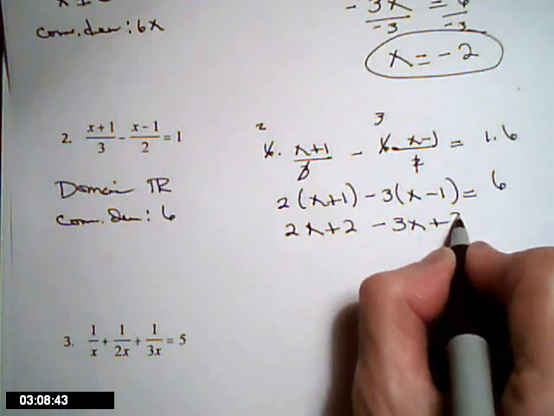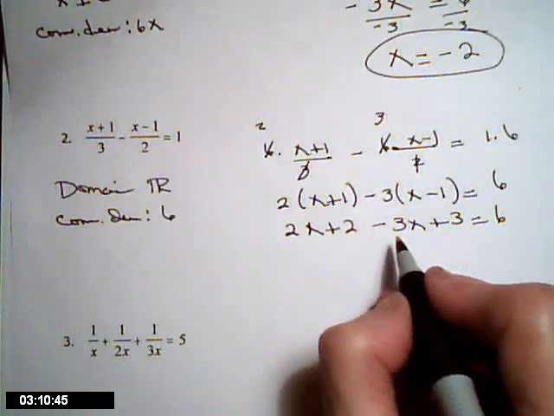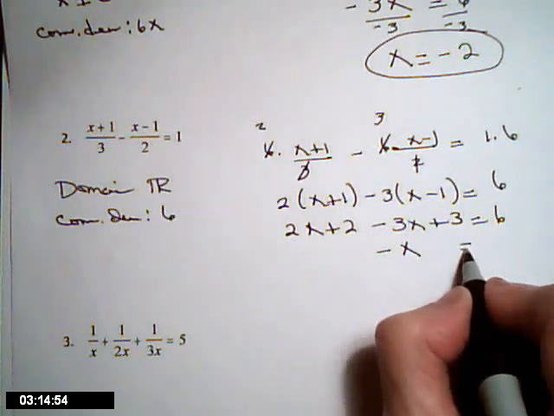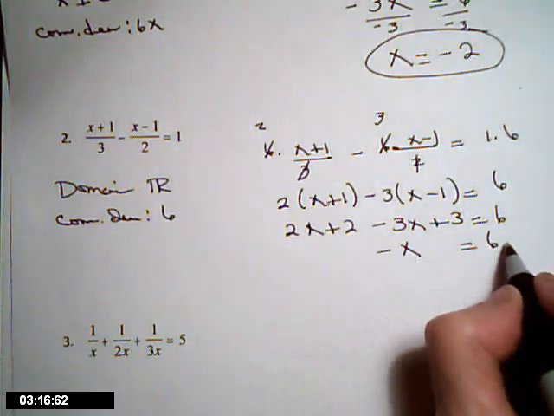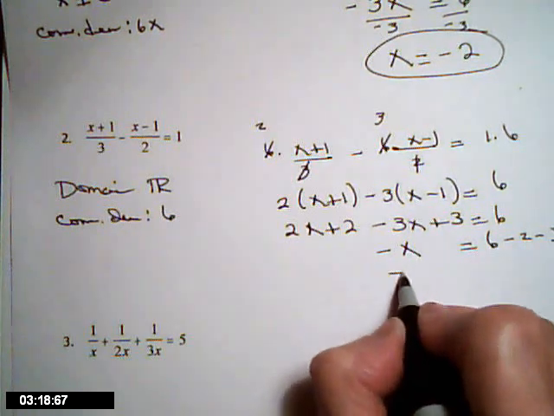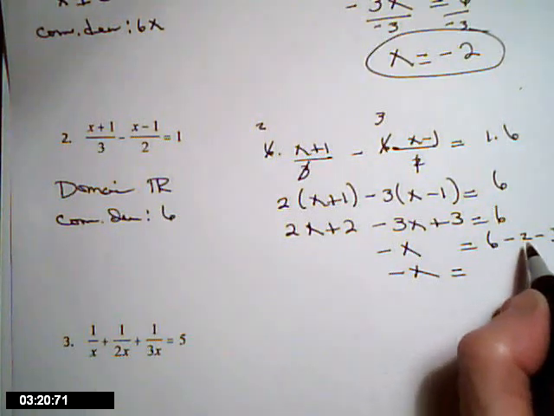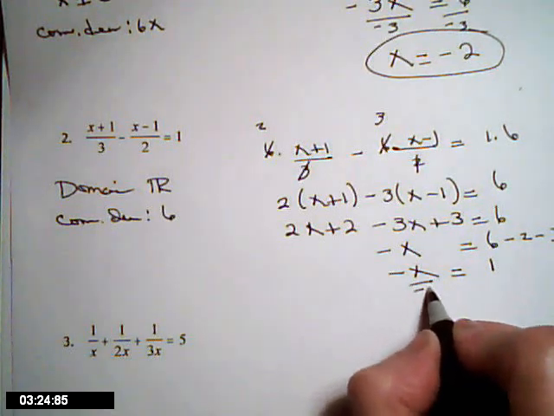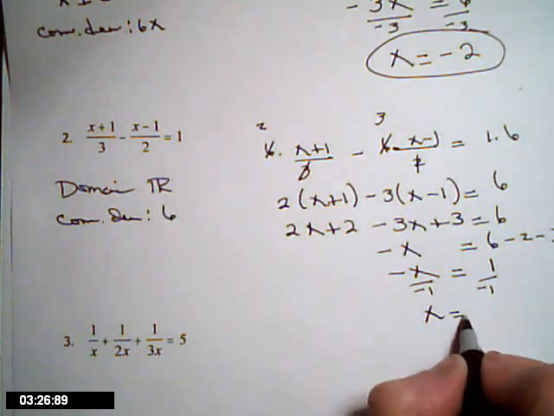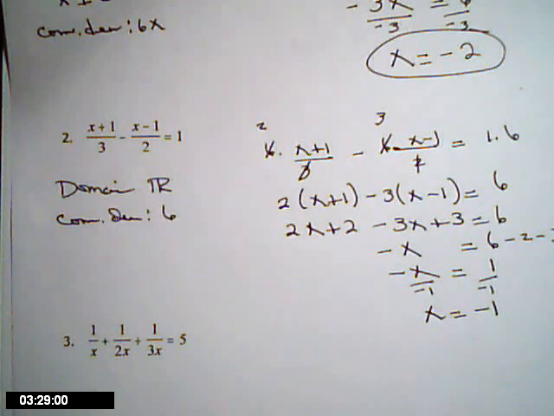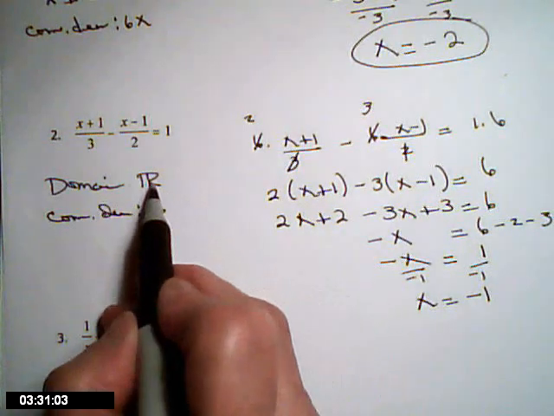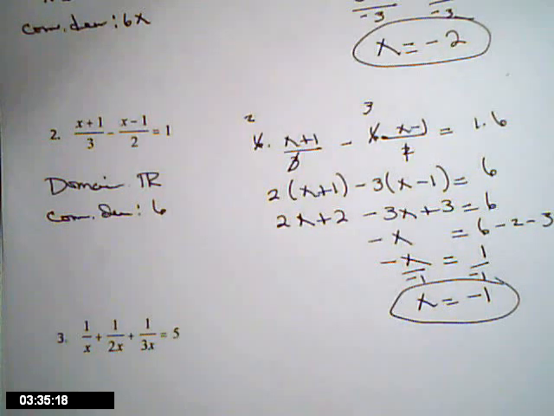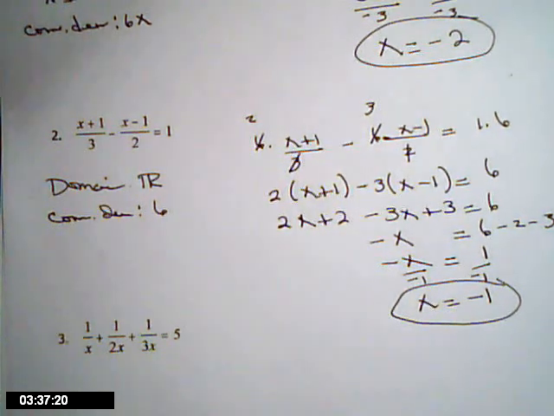Now let's distribute. Be careful with your signs, and then combine like terms. 2x minus 3x is negative x, equals 6 minus 2 minus 3, or negative x equals 6 minus 5, which is 1, or divide by negative 1 and you have x equals negative 1. Now again, the domain was all real numbers, and I have x equal negative 1, so that is my solution.